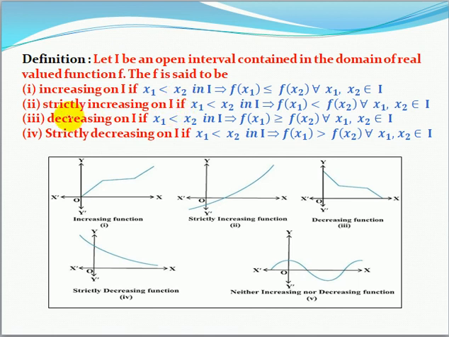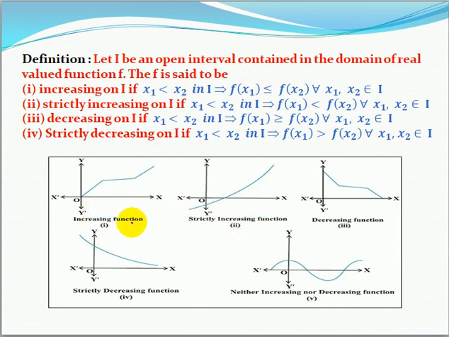The next one says it is strictly increasing on I if for x1 less than x2 in this interval, f(x1) is strictly less than f(x2). Okay, now let us understand these two cases. Look at the second figure. It is of a strictly increasing function.